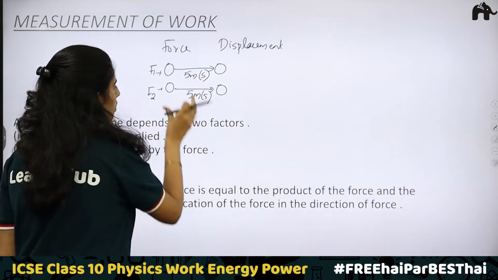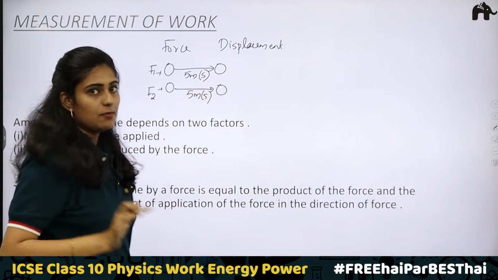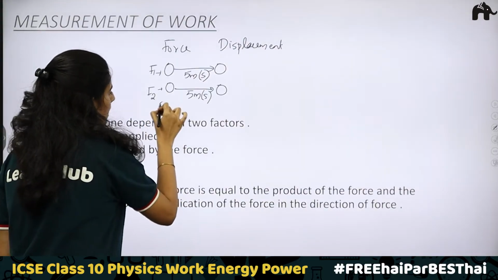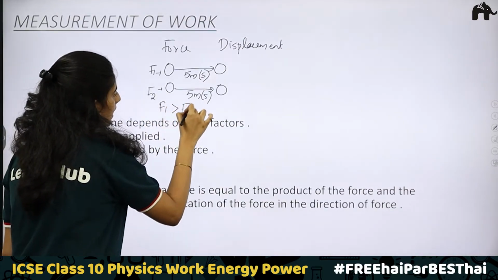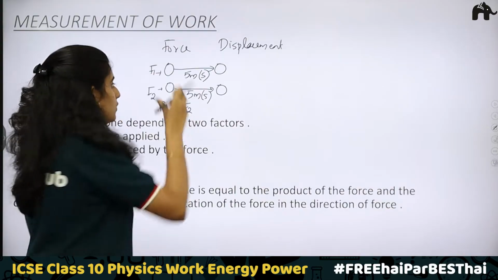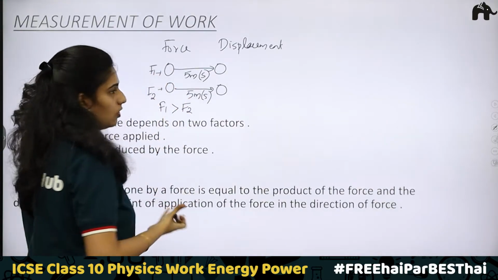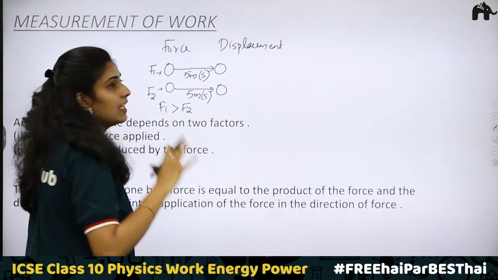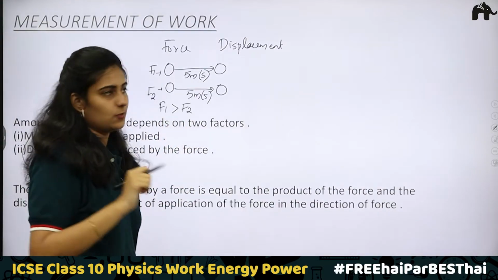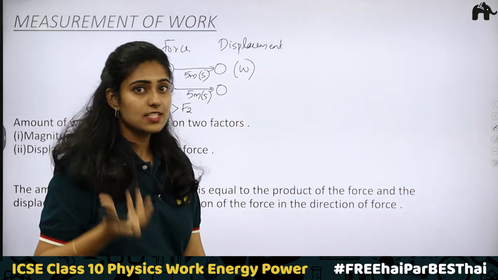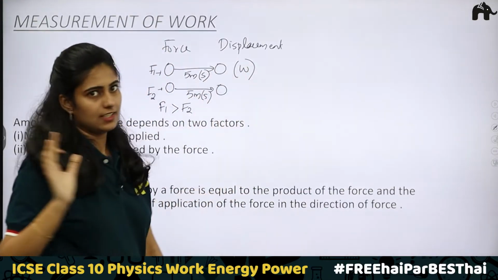Second body is also displaced through 5 meter, but what is the difference? Here the force applied is F2. Now I am telling that F1 is greater than F2. The first force is greater than the second force. In this case, there is a difference in work done also. Work done will be more if the force is more. When force increases, work done also increases.